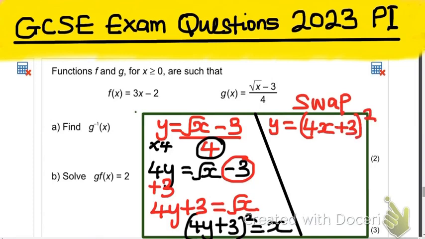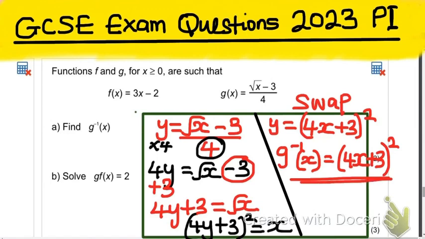Have you tried this method before? Remember, I'm not looking for the function of y. I'm looking for what? The inverse function of g of x. So I'm going to write it down nicely as my final answer. Can you see that? 4x plus 3, everything squared. Done. Isn't that awesome? Try it. You will see. And tell me later.